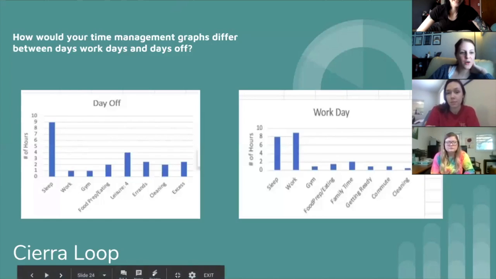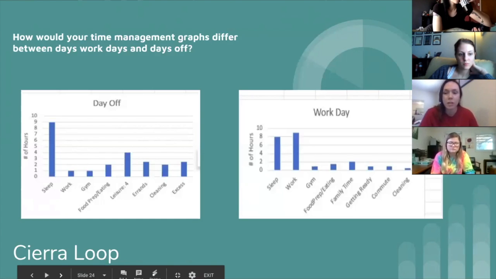Okay, Sierra, how would your time management graphs differ between work days and days off? Okay, so this was a little bit more on the future financial budget. So you have to think about, obviously your days are different when you're working and not working. So when you're working, a majority of your day goes to work, and a little bit you still have to incorporate gym, food preparation, time with your family, answering emails, your commute, and all of that.